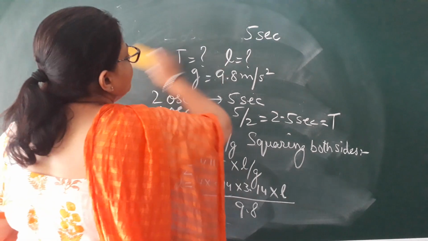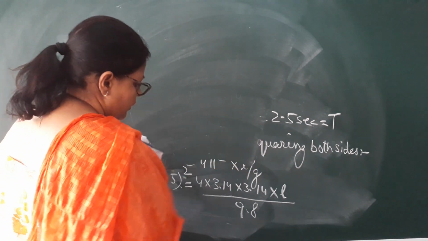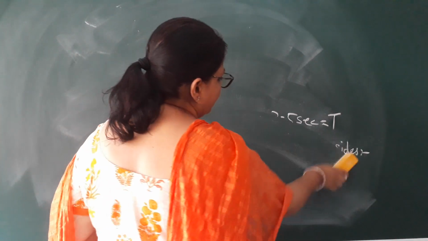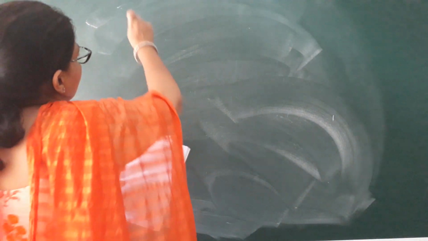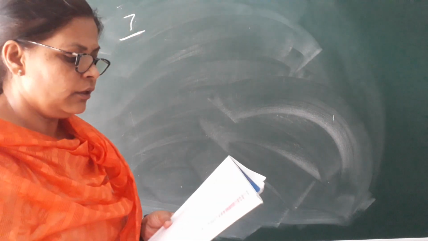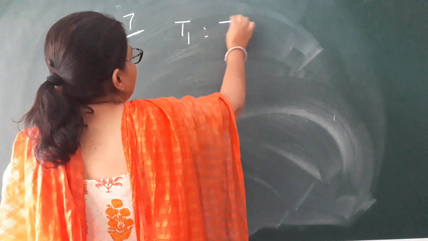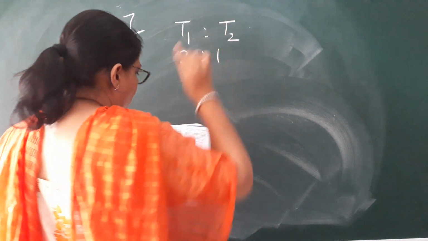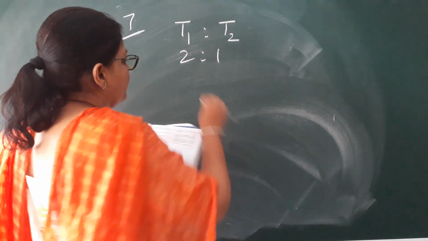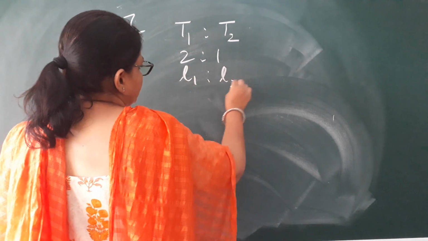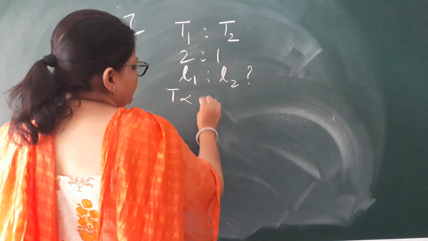Okay. Now we go to the seventh numerical. What is there in the seventh numerical? Let us read what information is given to us. They have said that the time periods T1 ratio T2 is given to be 2 ratio 1, and you are supposed to find out the ratio of the lengths. Again it's a comparison question, a very simple question.